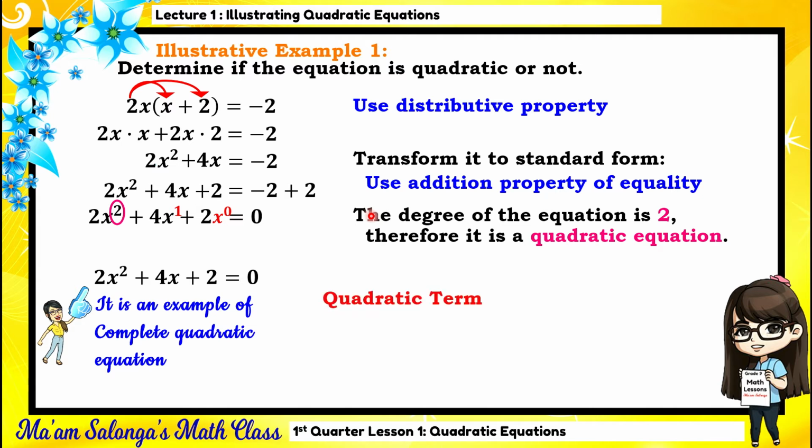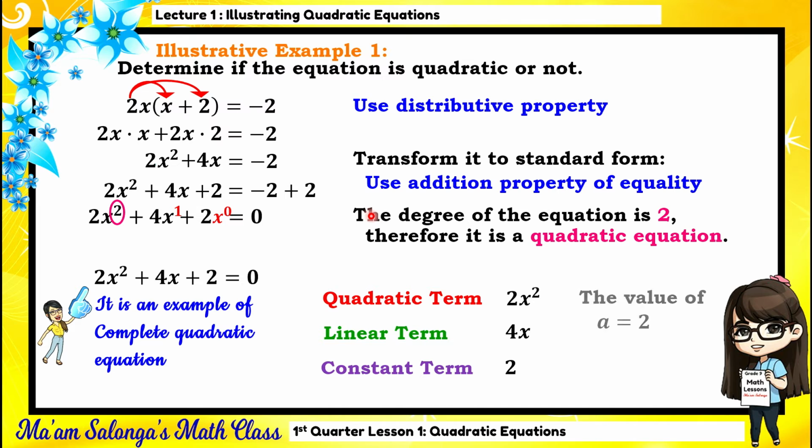And now, let's identify the terms. Quadratic term is 2x squared, linear term is 4x, constant term is 2. And through this, we can get the value of the numerical coefficients a, b, and c. So the value of a is 2, the value of b is 4, and the value of c is 2.